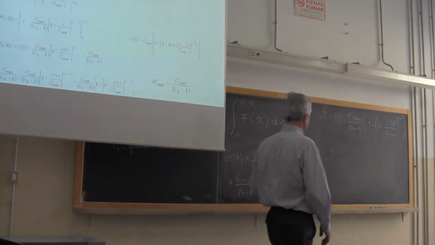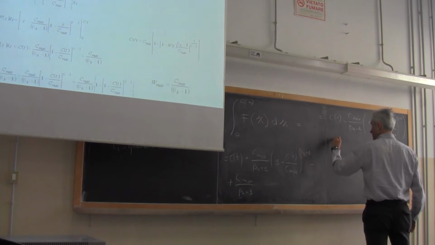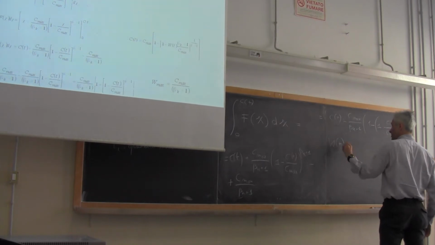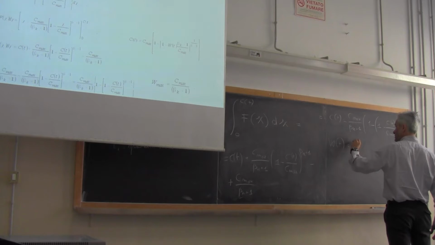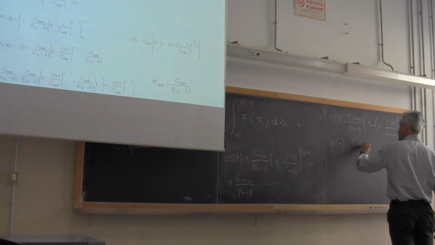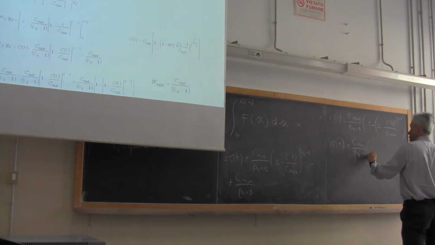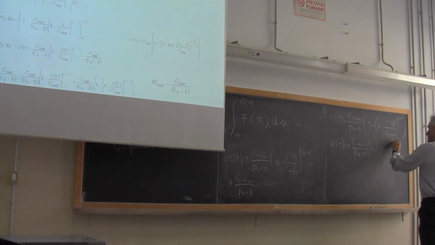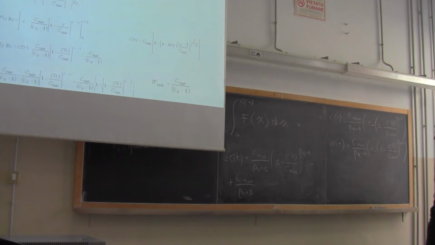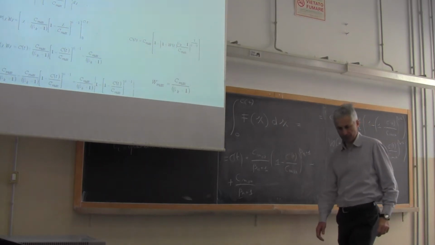So if I want to give an expression for the storage, let me call it Wt. Wt is the storage, equivalent to Cmax divided by beta k plus 1, which multiplies 1 minus Ct divided by Cmax to the power of beta k plus 1. This is storage.